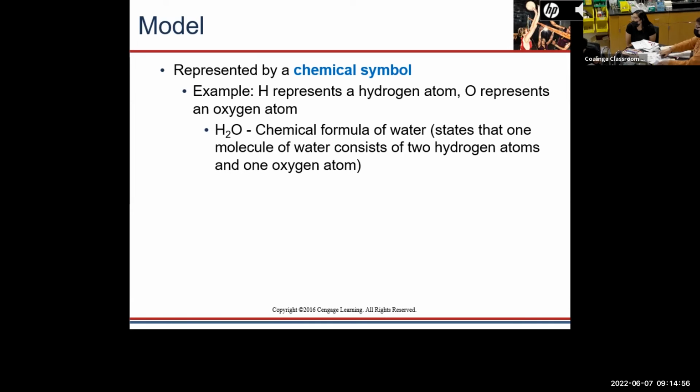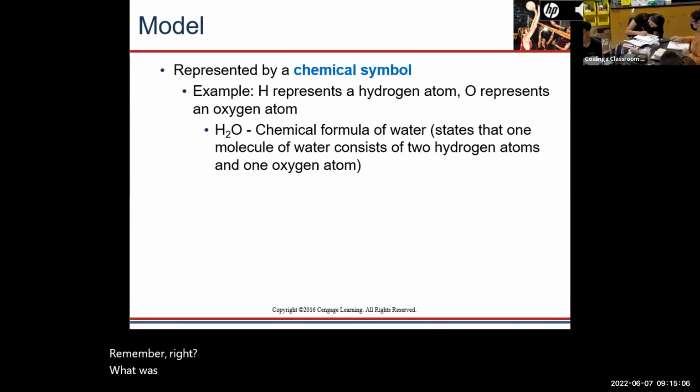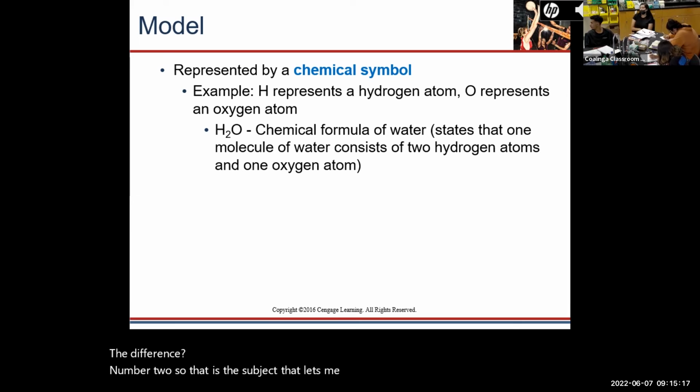So this is called the subscript. What's that? That number 2. Number 2, so that is the subscript. That lets me know how many of the elements that it's behind that I have.